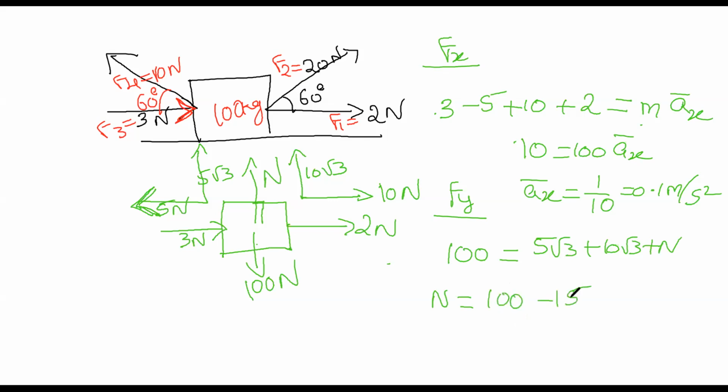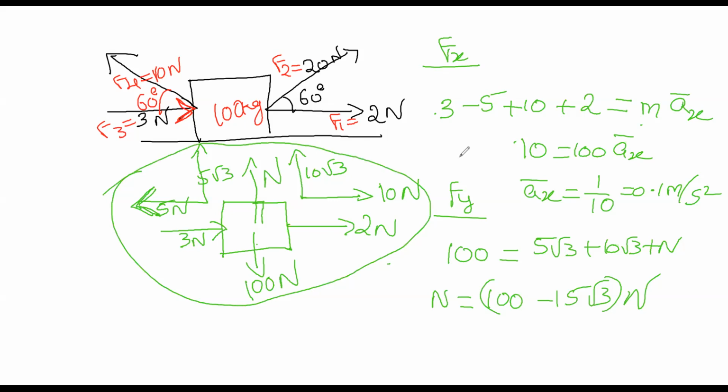100 minus 15 root 3. 15 root 3. This is the normal Newton. Okay. That's it. When you solve this by dividing into components, the whole question is just 2 steps. Whatever lengthy question it may be, you can cover this in 2 to 3 steps. That's it.